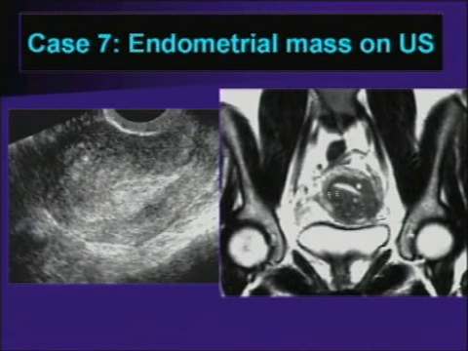We can see the normal junctional zone here, and contiguous with the normal junctional zone is this thickening, almost all the way around, circumferentially in the uterus, as well as these small cystic spaces, making very confident the diagnosis of adenomyosis.